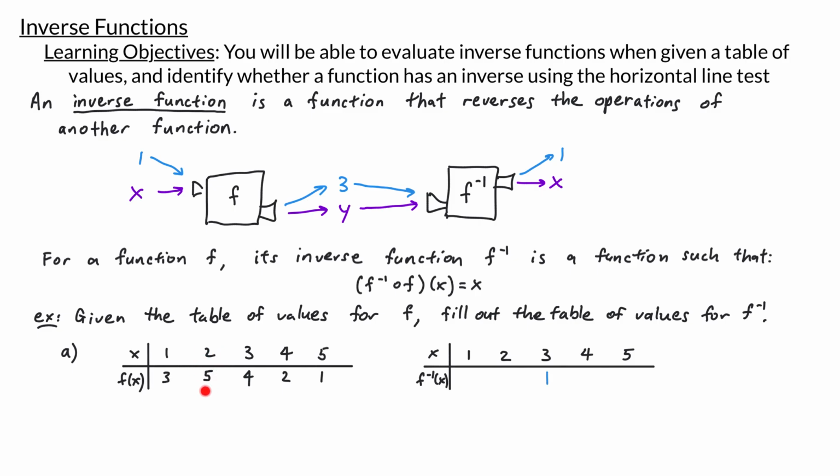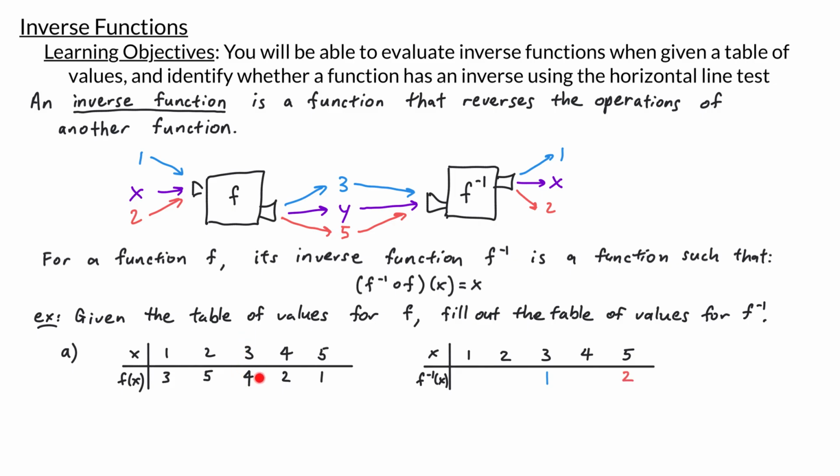Let's look at another entry in our table. Here, when we input 2 into the f function, we get the output 5. So in our diagram, if we input 2 into the f function, we get the output 5. So according to our diagram, if we take 5 and plug it into the inverse function, it will undo the operations that f did, and it'll give us back the original number that we started with, which is 2. So we see that when we plug in 5 into the inverse function, we get the output 2. So in our table, when we input 5, we should get the output 2.